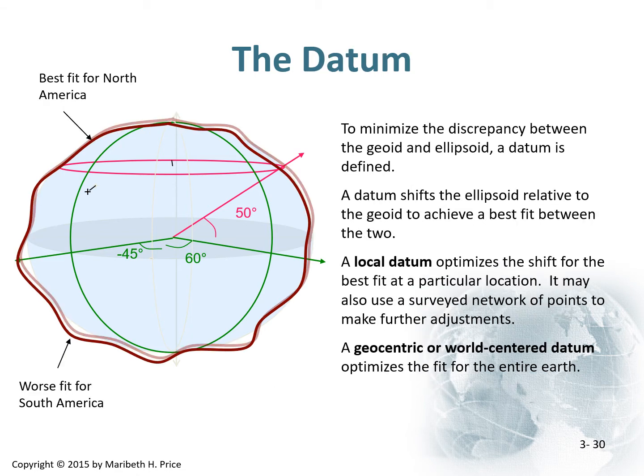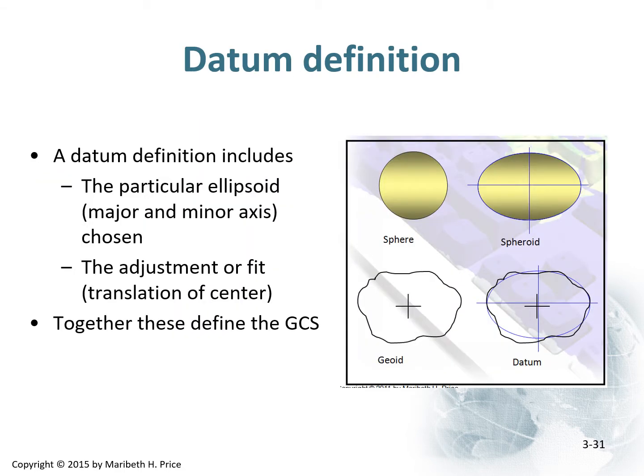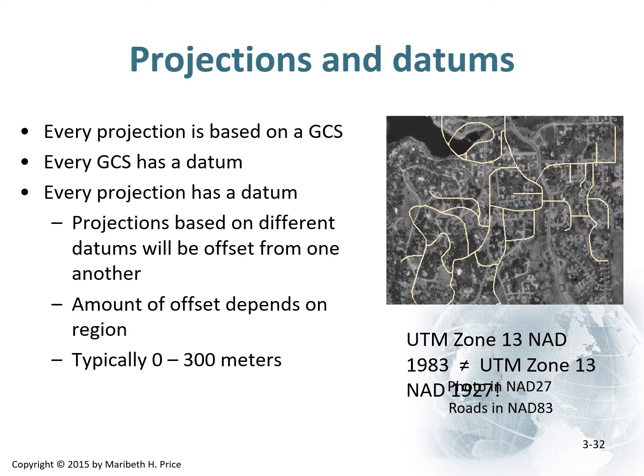So what we have to do is create something called a datum, and in order to create a datum, you take that geoid and a specific ellipsoid, and a specific ellipsoid is one that you know the major and minor axis of, and then you look at the two centers of each of those, and you move the geoid around until it fits as good as possible to the ellipsoid. That is called a datum then. So how do we define a datum? We define it by the particular ellipsoid, major and minor axis, and the adjustment of fit, or how we move that center. Now when we do those two things together, then that gives us a GCS.